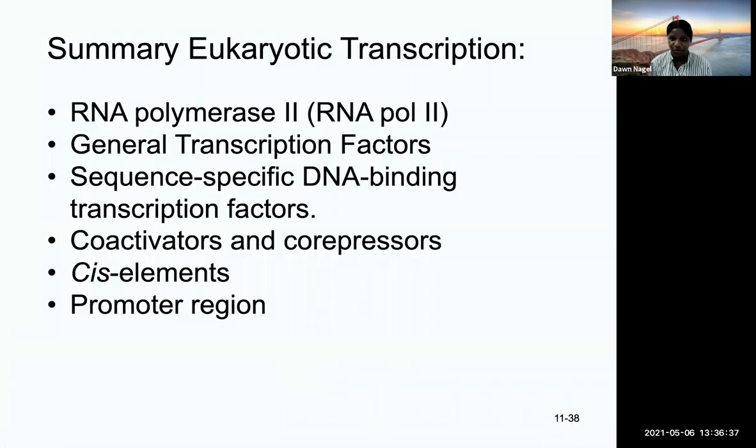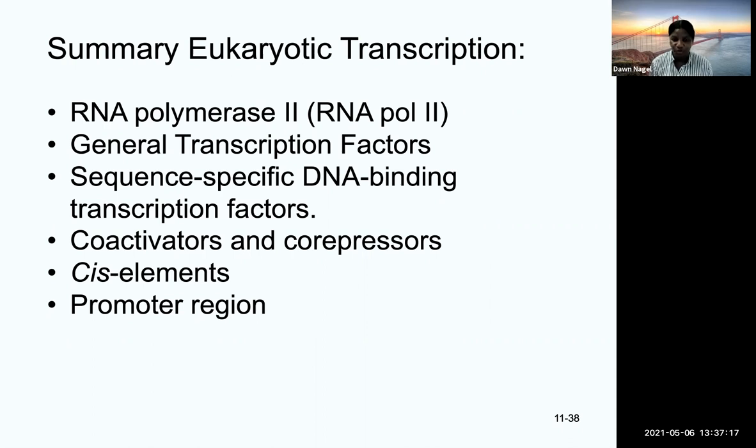Okay, so that's just to summarize again. I'm going to summarize what we talked about: eukaryotic transcription, RNA polymerase, general transcription factors. We have these sequence-specific DNA binding transcription factors, which need to have two important structures. We talked about co-activators and co-repressors, which are part of that mediator complex, and knowing the different cis elements that both the general transcription factors bind to, and also these activators. Again, they're site-specific for the transcription activators, and understanding the whole promoter region, right?